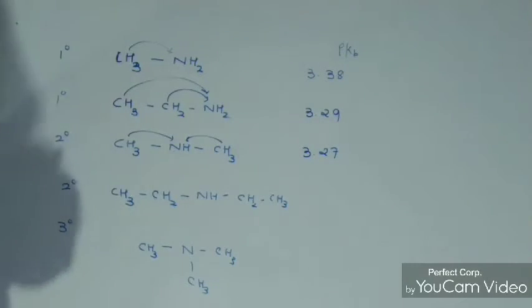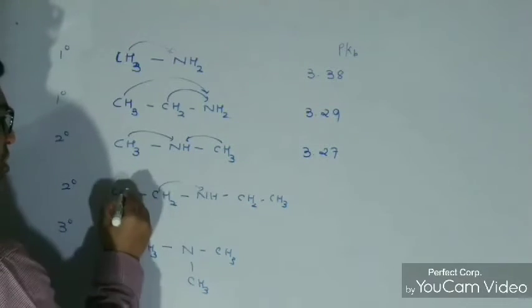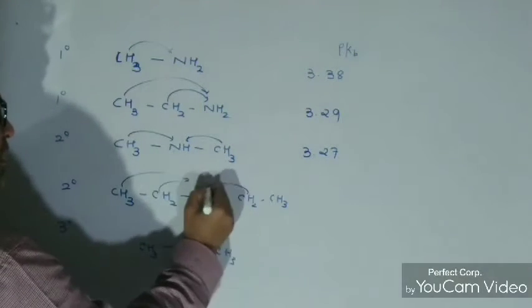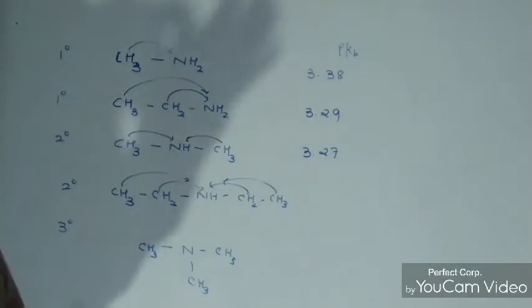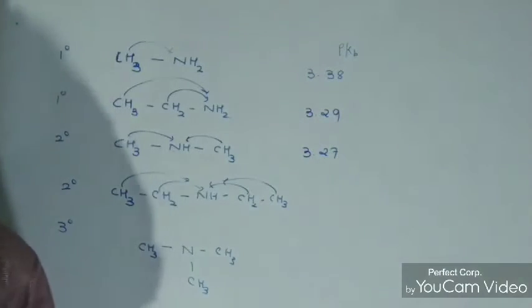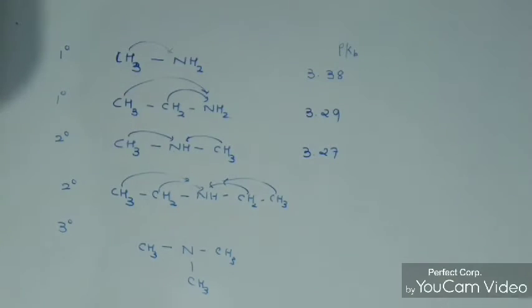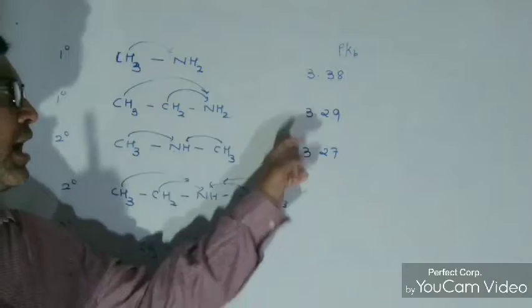Now here, this is going to donate, this is going to donate. Four groups are there which are going to donate electrons to the nitrogen. And that's why the electron density becomes very, very high. And that's why its value should be higher than this.